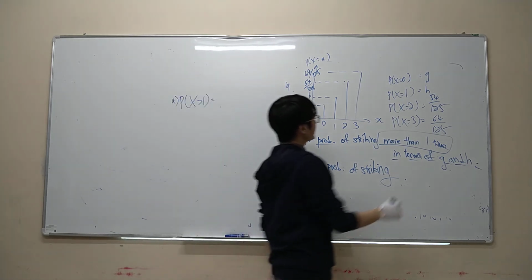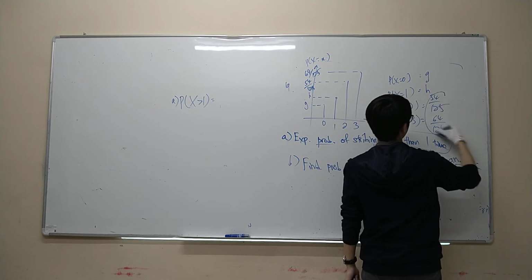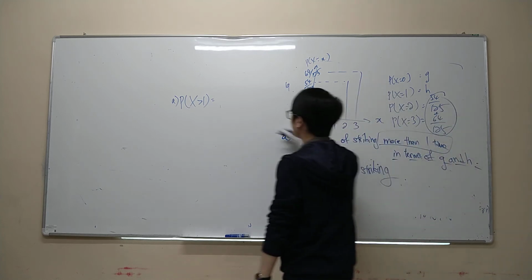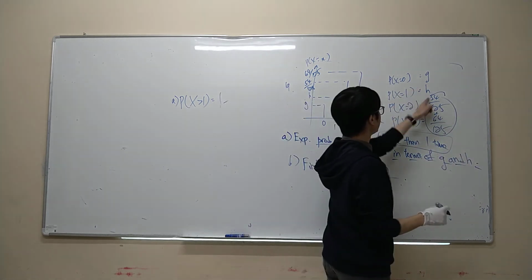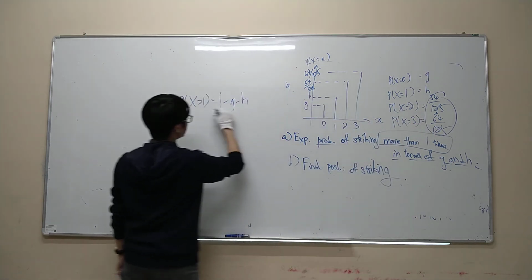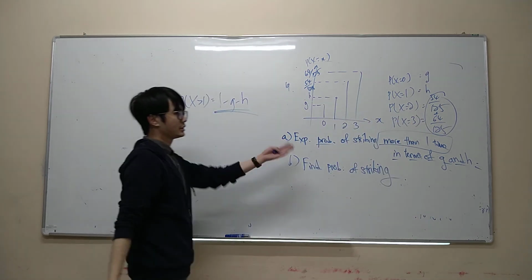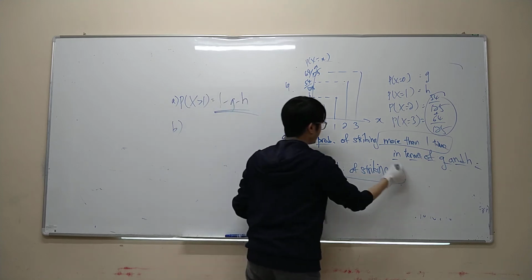If I want P(X > 1), you could add these two together. But you can also take 1 minus G minus H. So this should be the answer, because they want it in terms of G and H. B. Find probability of striking.